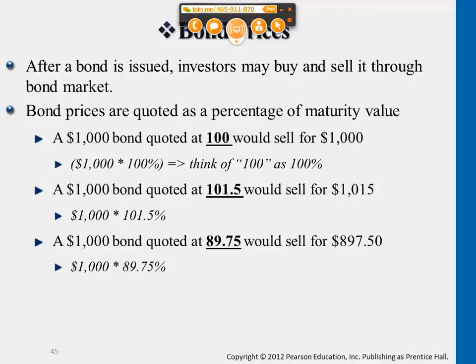So that's a way to recognize bond prices. Usually it's listed as just 3 digits or 2 digits. Think of it as percentages.